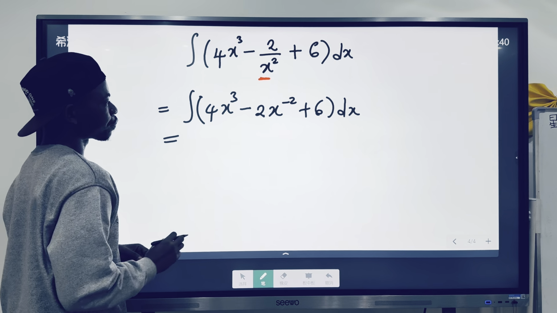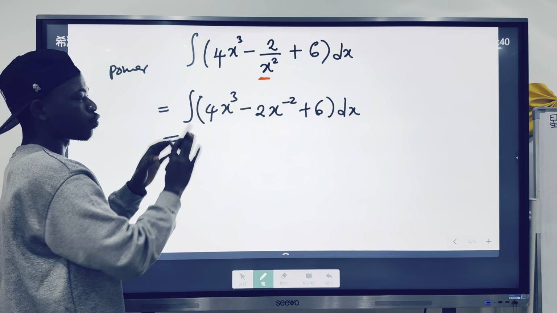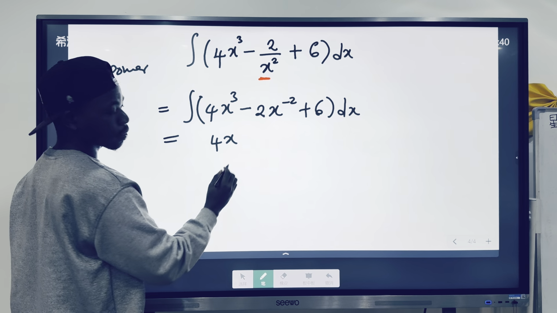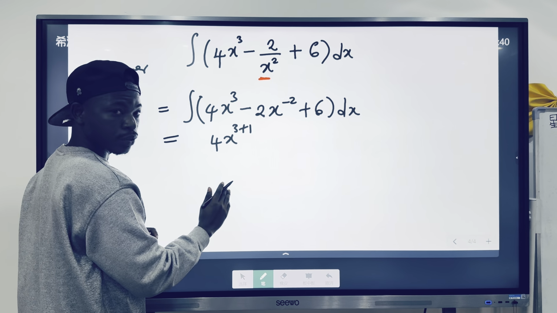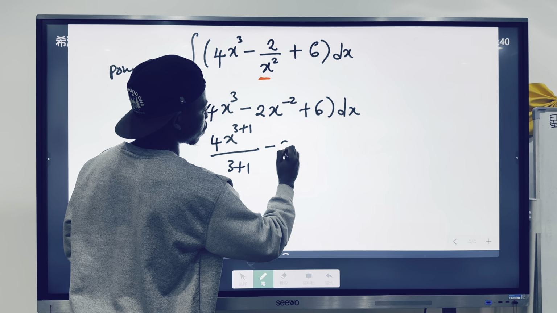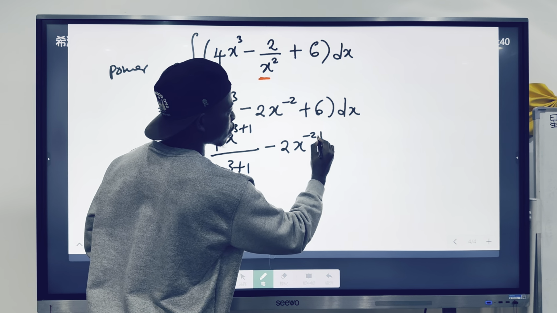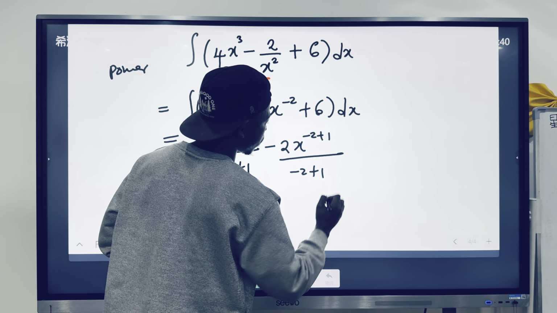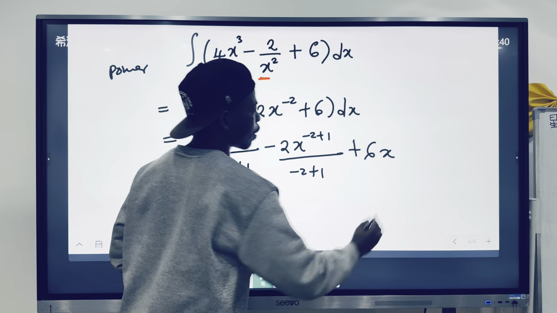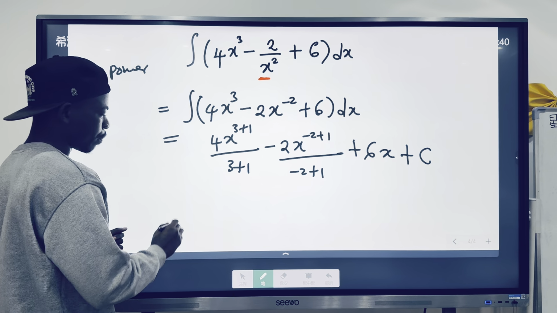What do we do here? We now apply the power rule. The power rule is what we've been doing to integrate this. Once we apply the power rule, this becomes 4x to the power 3 plus 1. Then we divide by the same new power, so over 3 plus 1. Then minus 2x, this is negative 2, but we always add 1 there, so plus 1. Then we divide by negative 2 plus 1. Then plus 6, what do we do to 6? We give it x. Then always plus C, because this is an indefinite integral.